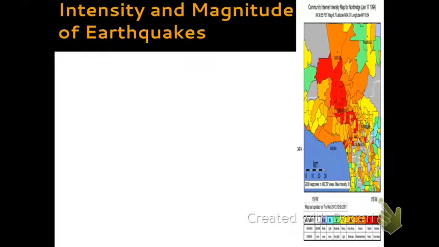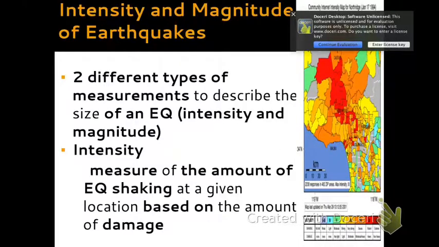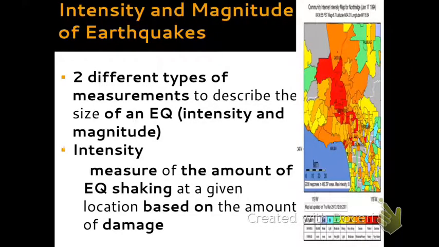Okay, intensity and magnitude of earthquakes. So we know how to locate them. Now we're going to figure out just how strong the earthquake is. So when you're looking at intensity and magnitude, those are 2 different types of measurements, just as this first bullet is saying. We can measure the intensity of it, or we can measure the magnitude of it. The first thing that we're going to look at is what intensity is.